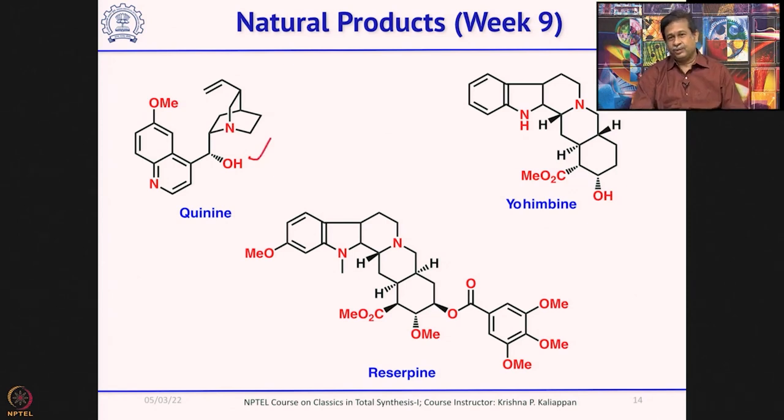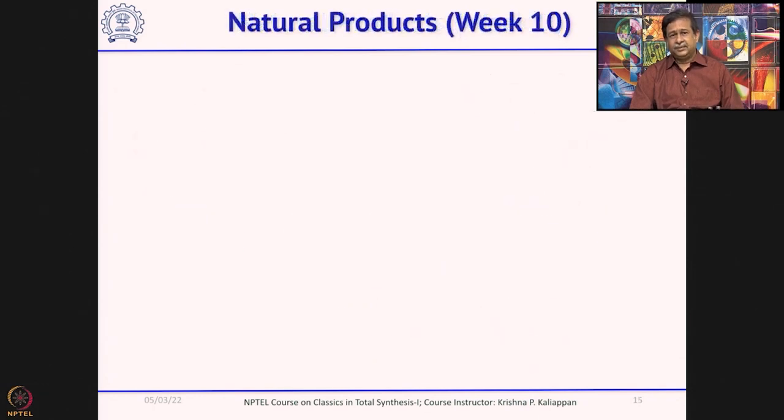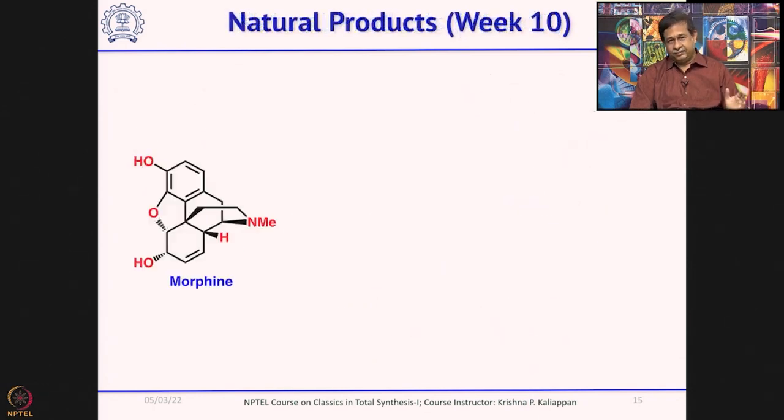Then we'll talk about the total synthesis of two very complex alkaloids called yohimbine and isoserpine. Now there are many total syntheses, but we'll stick to two important total syntheses, of reserpine and yohimbine, in week 9. From there, we'll continue our discussion on some more alkaloids.